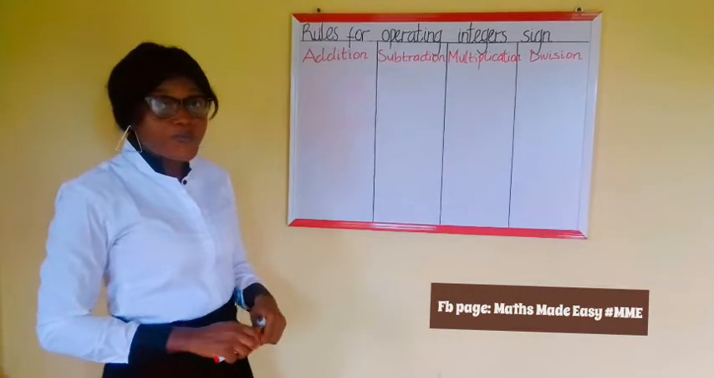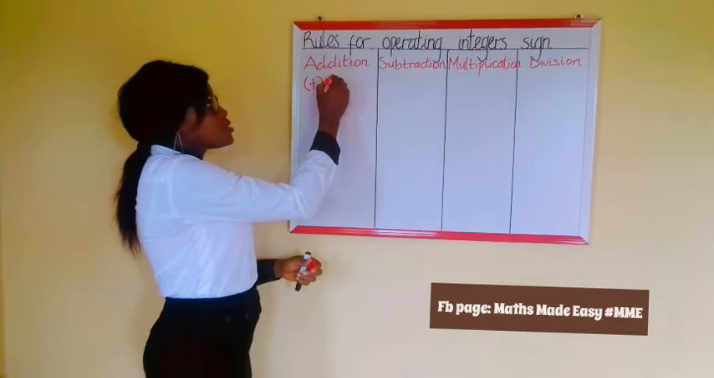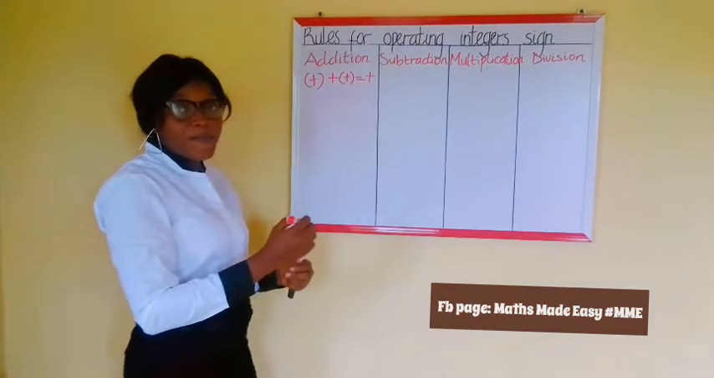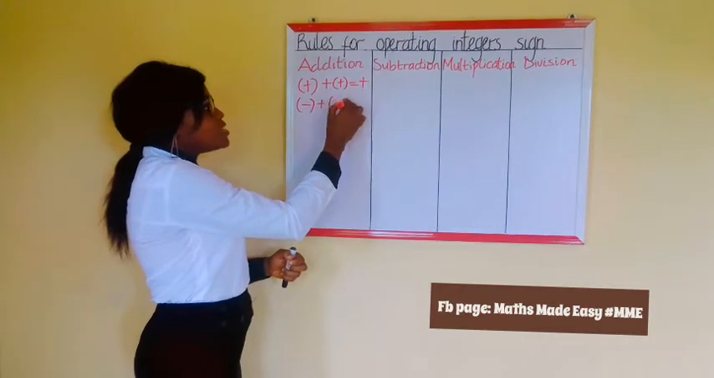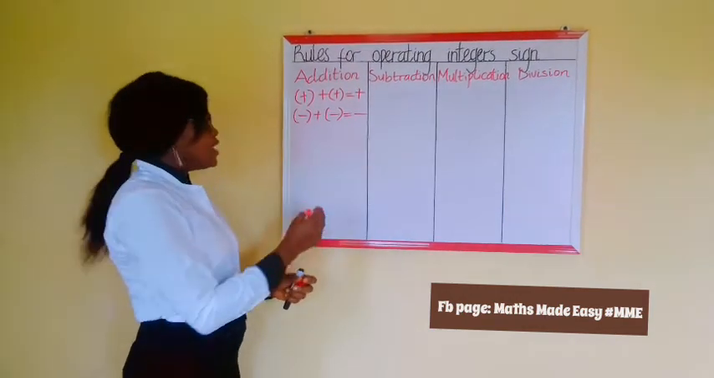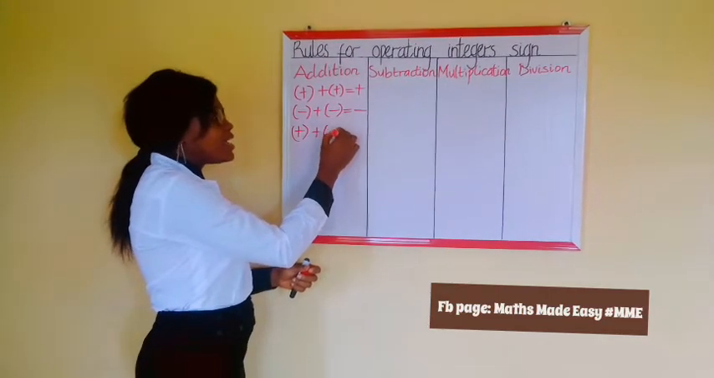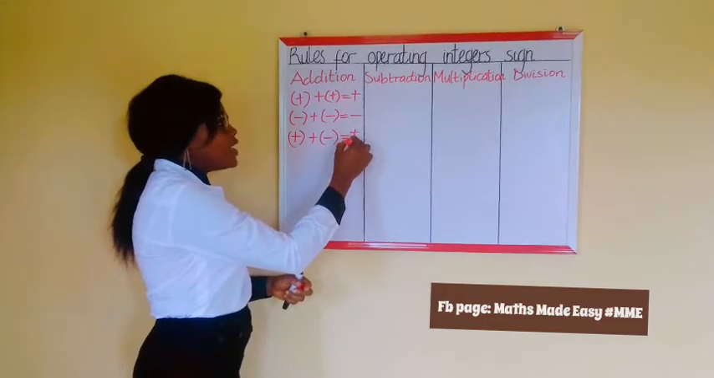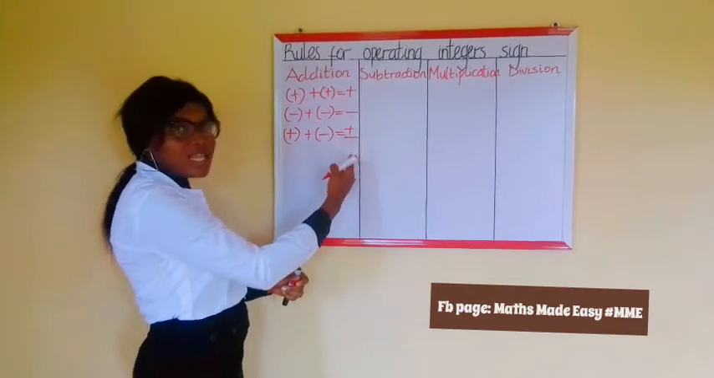Let's start with addition. When you have a positive number plus another positive number, it will give you a positive answer. When you have a negative number plus a negative number, it will give you a negative answer. Now, when you have a positive number plus a negative number, it will give you a positive answer or a negative answer. That's why we have it like this.